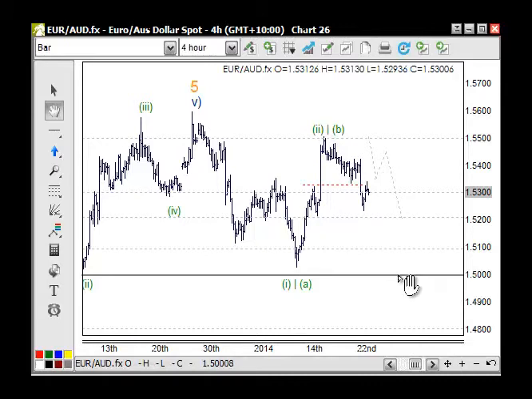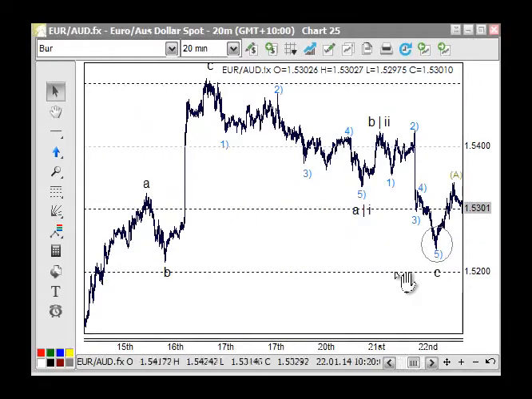But in working lower from here as well, we've got 5 waves down here, 3 waves back, and 5 waves down here. So we've also got 3 waves here. We want to see 5 waves here and then a 3-wave retracement, and then we can short it from that point. Let's drill in and have a bit of a look at that.